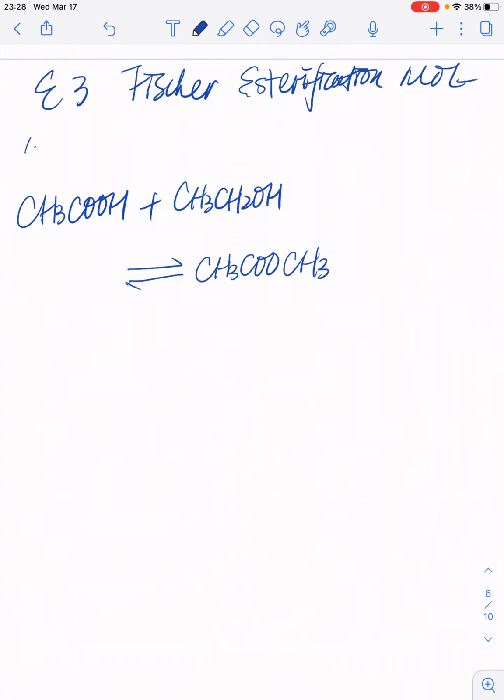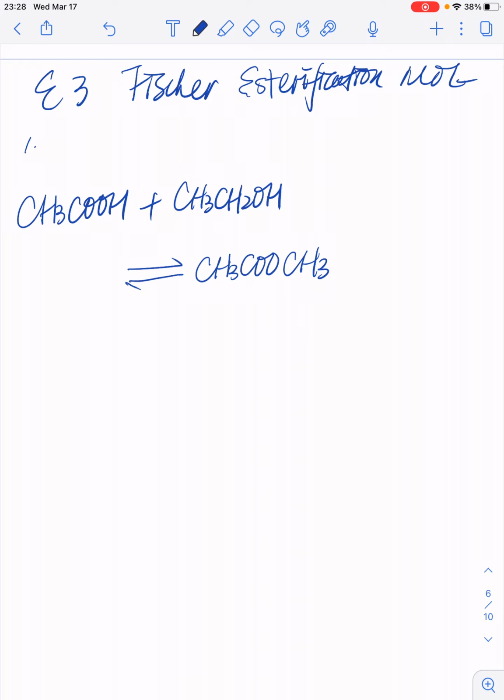Alright guys, let's review experiment 3, Fischer esterification multi-outcome experiment. We're going to use acetic acid and ethanol as an example to show you how the reaction proceeds, and you want to refresh your memory on mechanisms and also the spectra involved. Alright, first let's provide the balanced equation for this reaction.